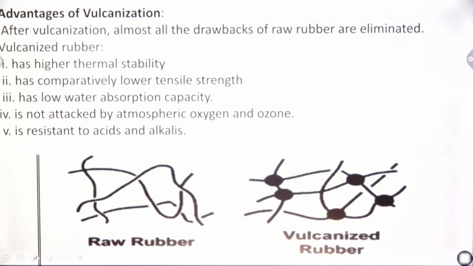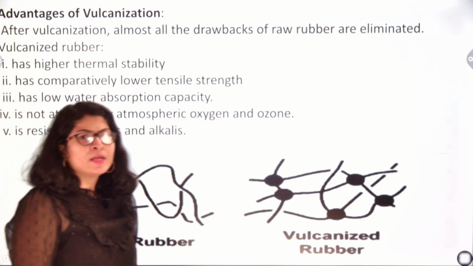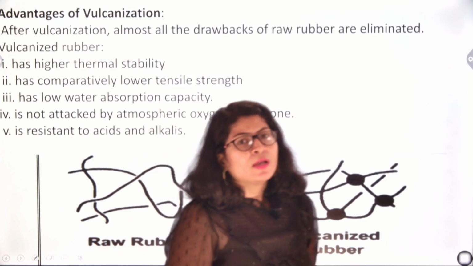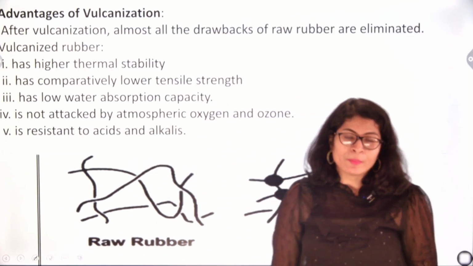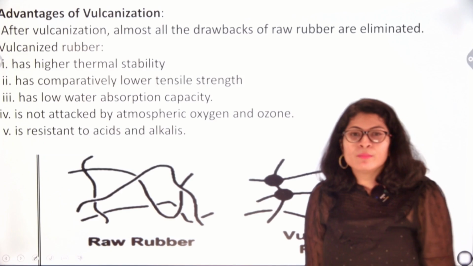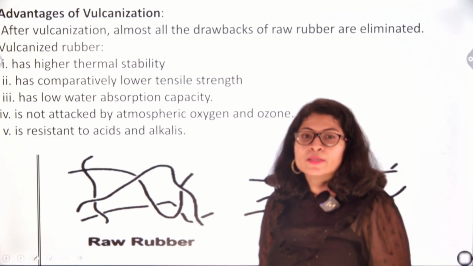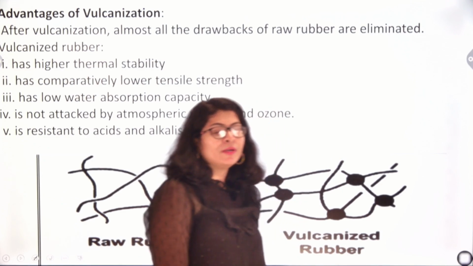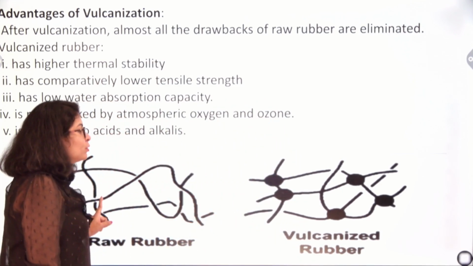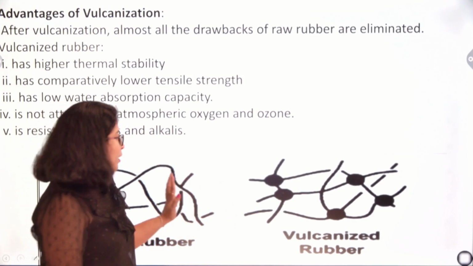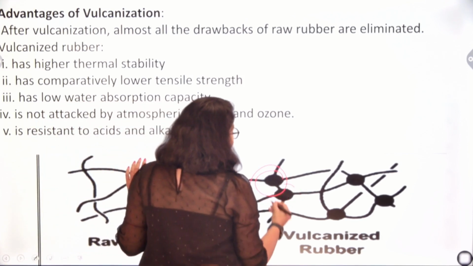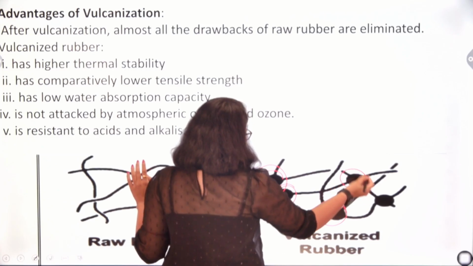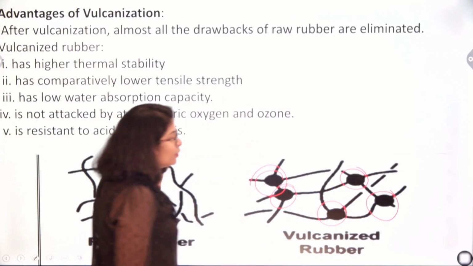What are the advantages of vulcanization? After vulcanization, almost all the drawbacks of raw rubber are eliminated. Vulcanized rubber has high thermal stability, comparatively lower tensile strength, and lower water absorbing capacity. It is not attacked by atmospheric oxygen or ozone, and it is resistant to acids as well as alkalis. Here I have attached an image of how natural rubber and vulcanized rubber look. These black dots represent the cross linking, or sulfur linkage, which adds to the strength of the vulcanized rubber.